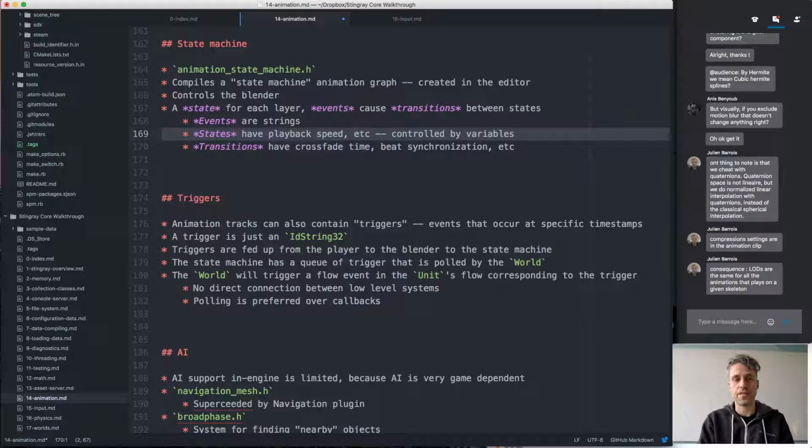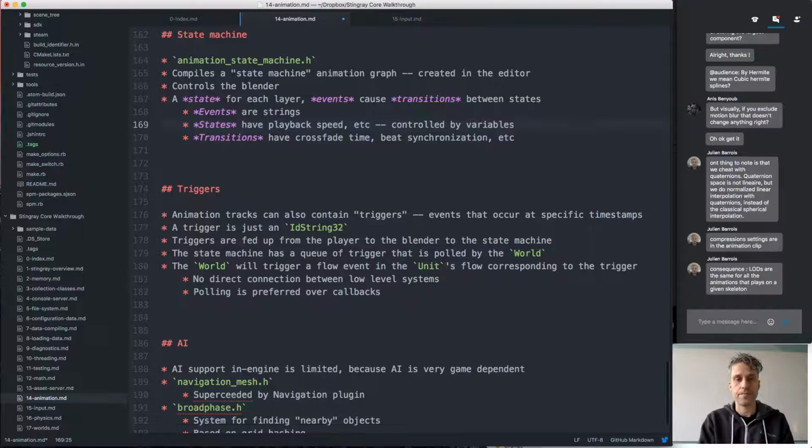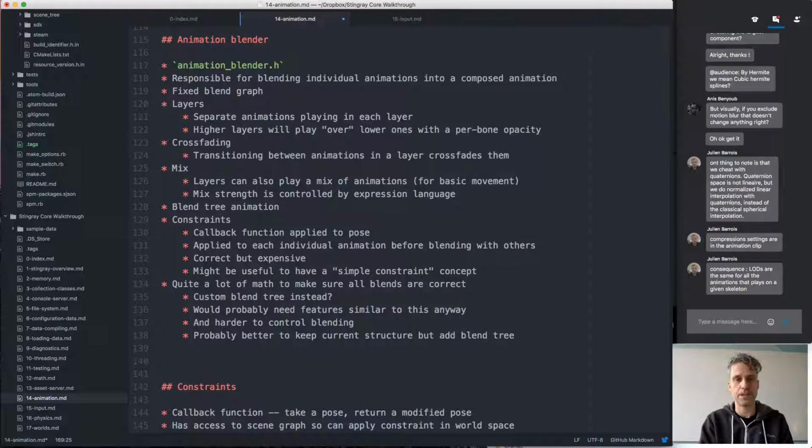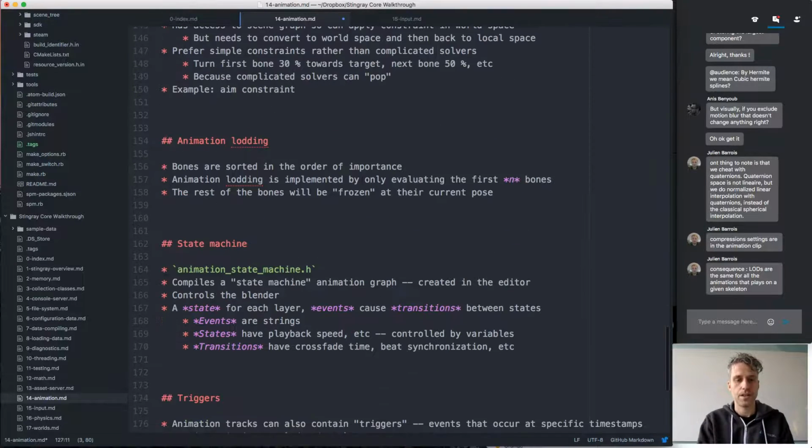So in the states we have things like playback speed, and they are controlled by variables and expression languages. So you can set the variable that is, say, the running speed, and then that running speed could, through an expression in the expression language, translate to a playback speed for the run animation. And we have states corresponding to the different kind of animations we have in the Blender. So we have a mix state that represents a mix of different animations, and so on.